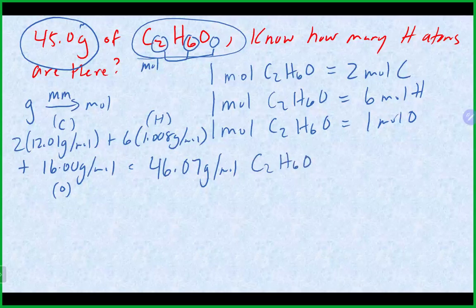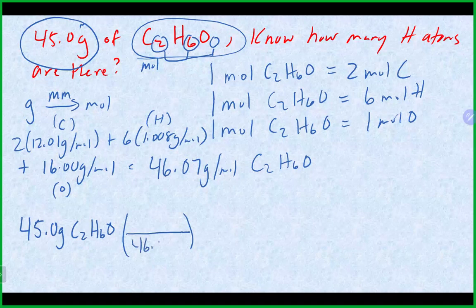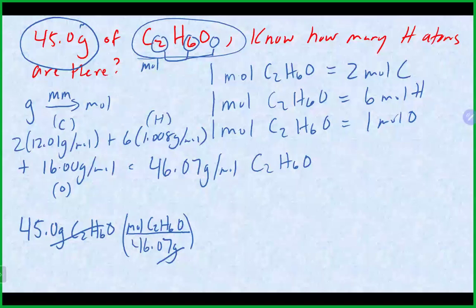And again, we really need that as a conversion factor to convert from grams to moles. So the first thing we would do is take our 45 grams of the whole thing. Opposites cancel, which means I want 46.07 grams per mole of the whole thing up on top. If I stop my calculation right here, I would be in moles of the entire thing. That now allows me to use the conversion factor from the formula to go from the whole thing to just the hydrogen.